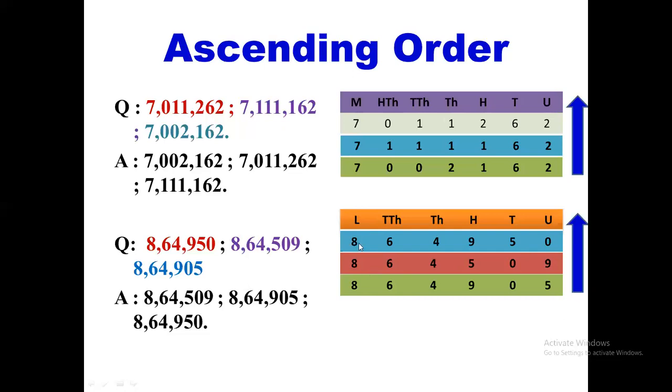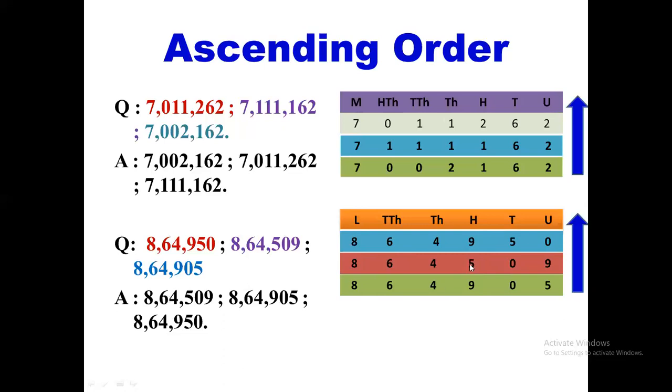Again, I am noticing that the lakh place has 8, all three are having 8s in them, then the 10,000 placement is having 6, all the 6s are there. The 1,000 placements are having all the 4s, but the change is going to come when we are dealing with the 100 placement over here. The smallest one is this one because it's having 5 and the rest of the two numbers are having 9. So this will be the smallest number. So I have written this first.